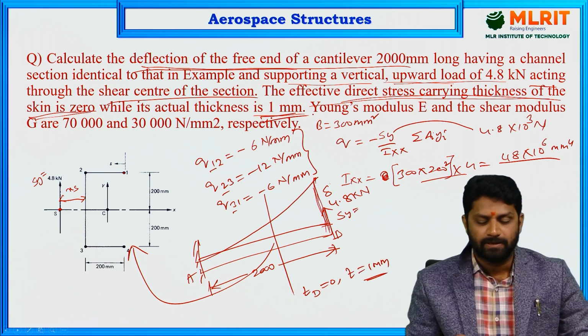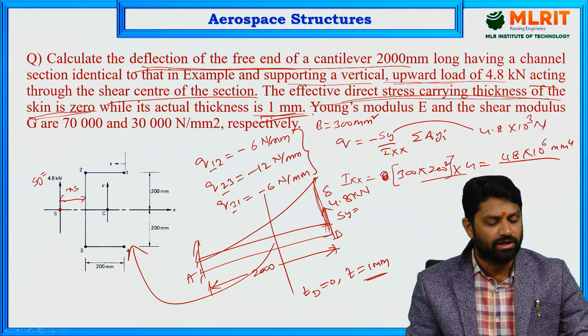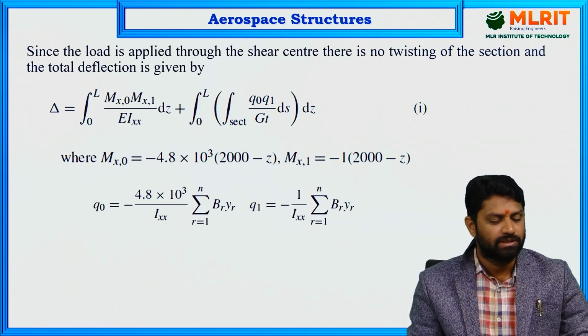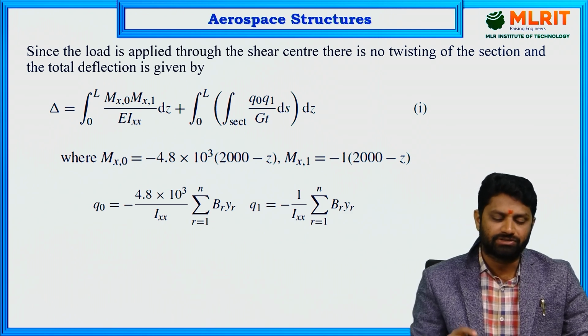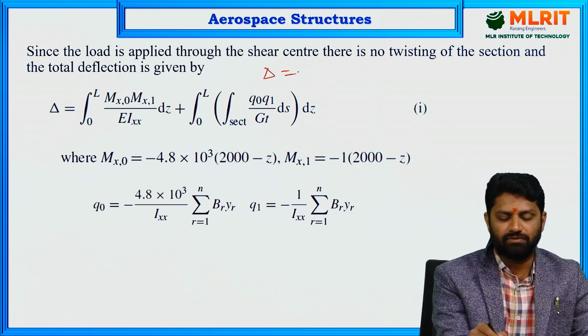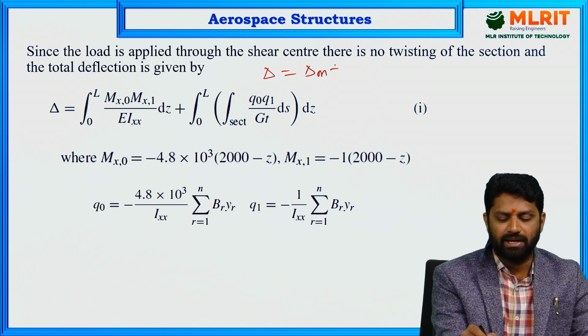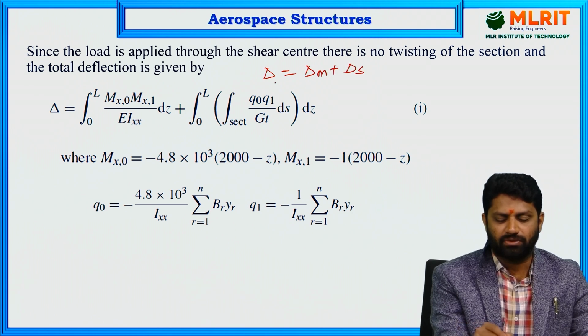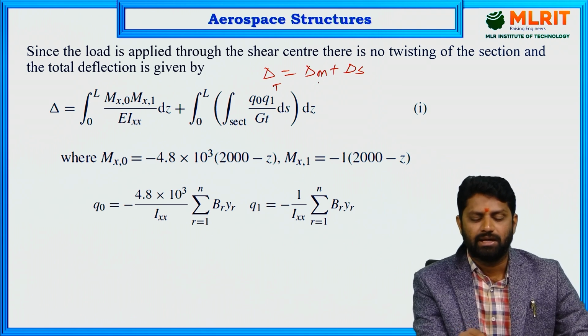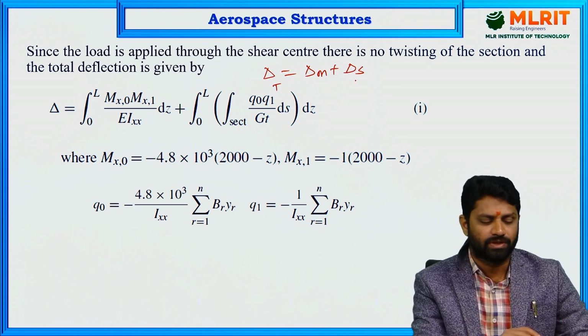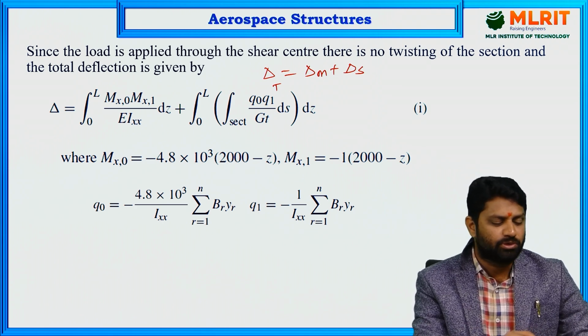Now if you look into the formulae for this, since the load is applied through the shear center and there is no twisting of the section, the total deflection delta is given by delta M plus delta S. The total deflection is the combination of deflection due to bending plus deflection due to shear. Let's try to put it into the formula.